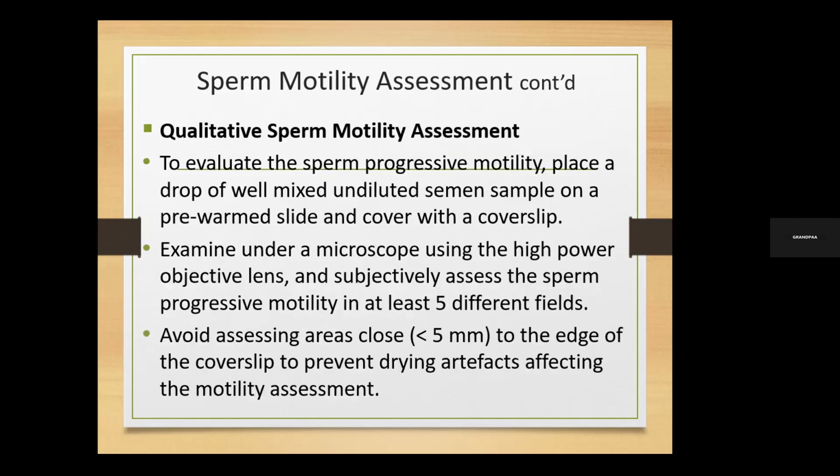Then, to evaluate sperm progression, you place a drop of mixed undiluted specimen, like we have said already. To avoid the impact of temperature changes, it is good to pre-warm your slide. So you have a pre-warmed slide, and then you apply a cover slip just as you've done already, and then you examine this more critically for the progressive assessment.